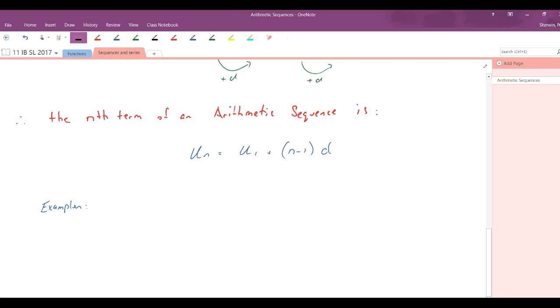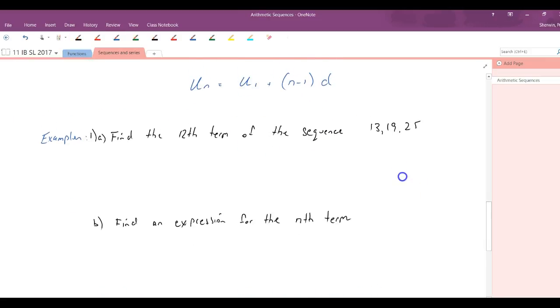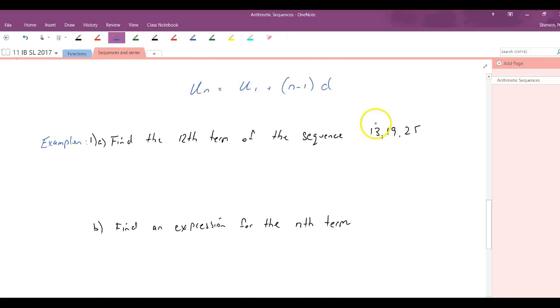I'll pause and write. Righto, so I've got a couple of examples here. Find the 12th term of this sequence. Well, let's firstly establish what sort of sequence we've got. Now, I've given you the heading arithmetic sequence, but in reality, we're going to have to establish the type of sequence.